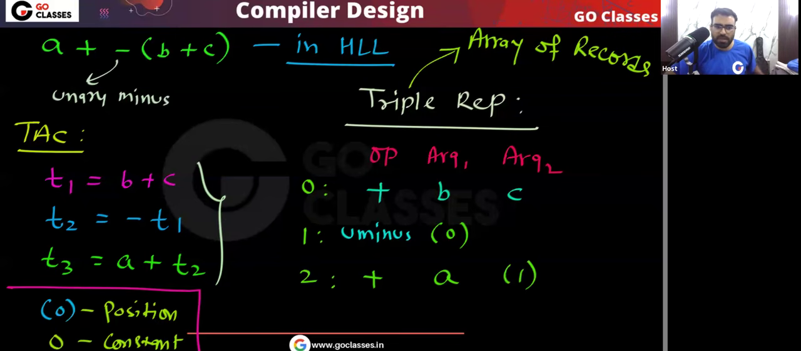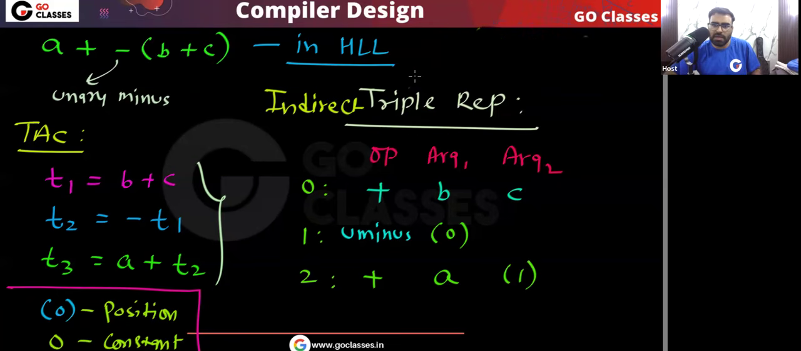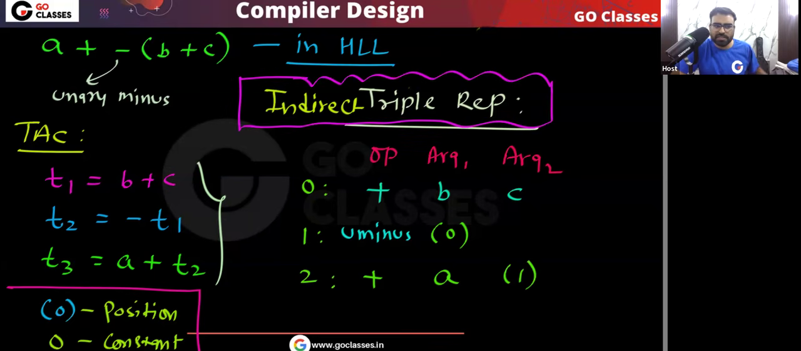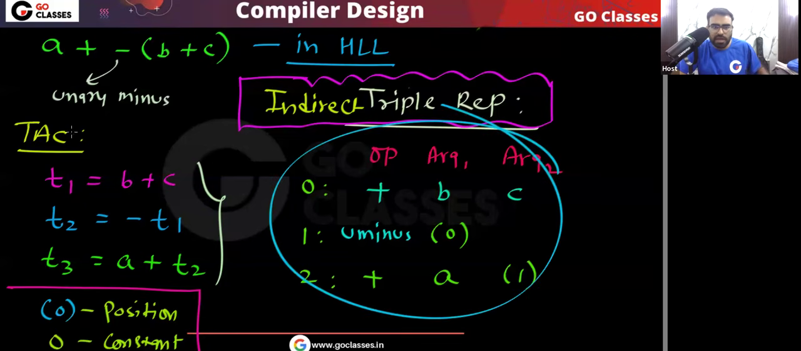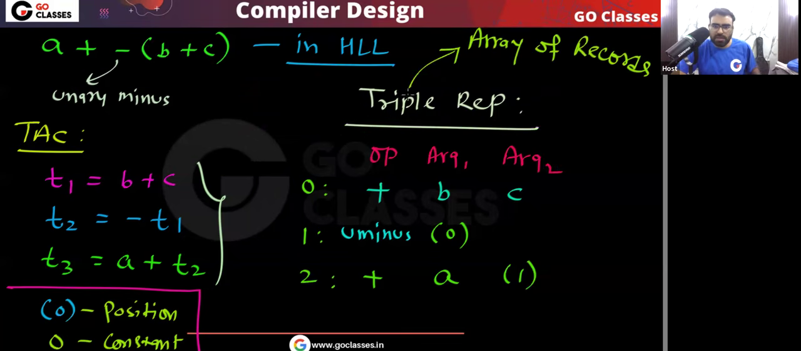I hope you understood. Now let's see what about indirect triple. We have seen the triple representation. Now let's see what will be the indirect triple representation. I told you what is indirect triple representation. This is similar to the triple representation, but in the indirect triple representation, we separate the triple and the execution order. Remember in the triple representation, this order of triples is the execution order.